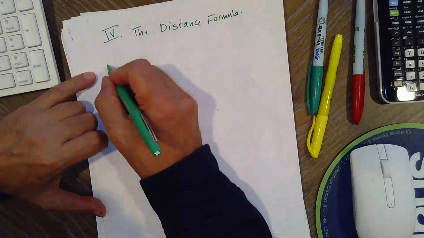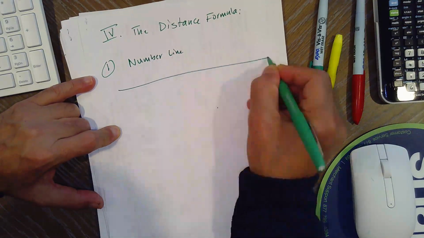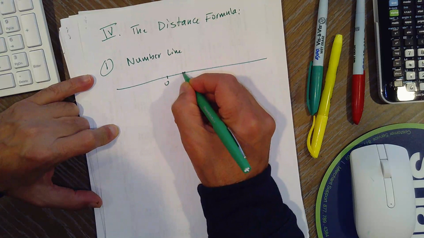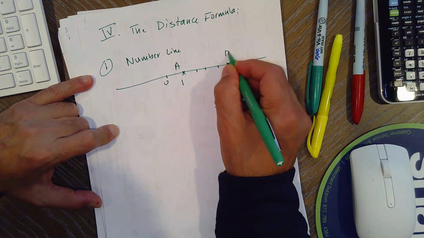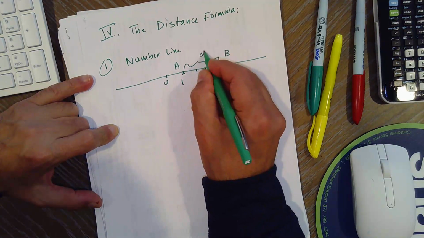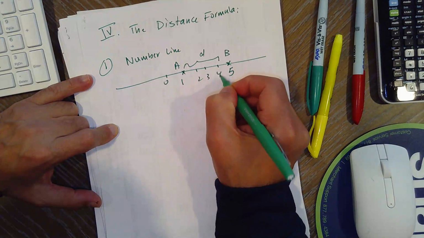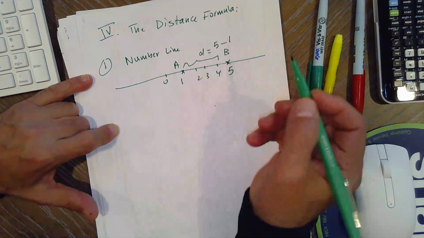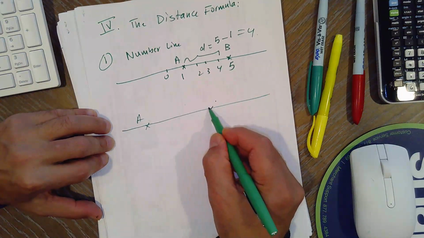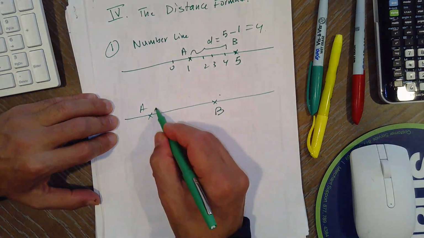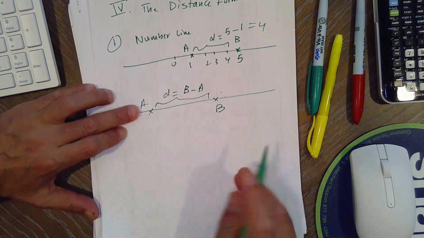So look, if we're talking about distance on the number line, it's easy. Like if you have a number line and you want to find the distance between point A, which is at 1, and point B, which is at 5. That distance is 4 units, right? 2, 3, 4, 5. So the distance is 4, which is actually 5 minus 1, 4 units. Now if you have point A and point B, and I say find the distance and you don't know their values, all you want to say is B minus A, bigger minus smaller.